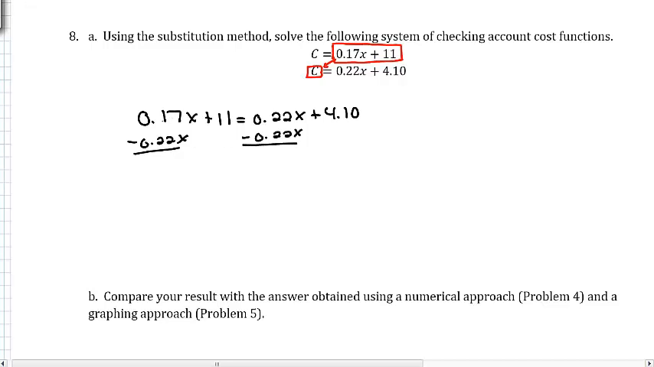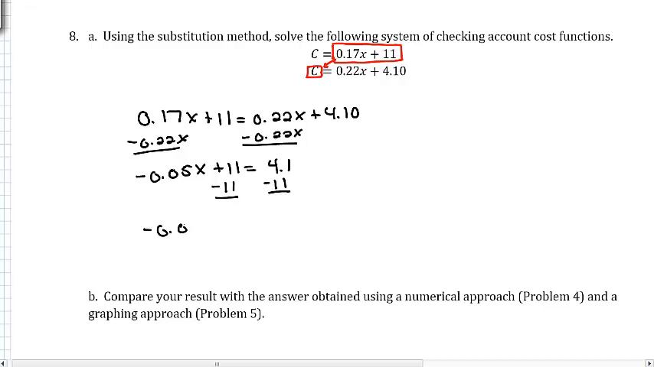And 0.17x minus 0.22x is negative 0.05x. And then we have plus 11 from right here. And it's going to be equal to 4.1. You can write the 0, but you don't really need it. And then I'm going to subtract 11 from both sides.